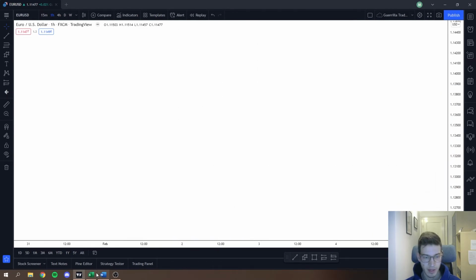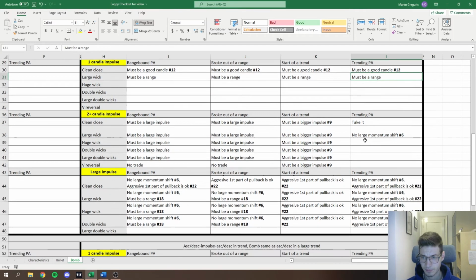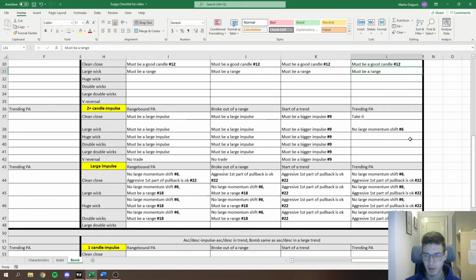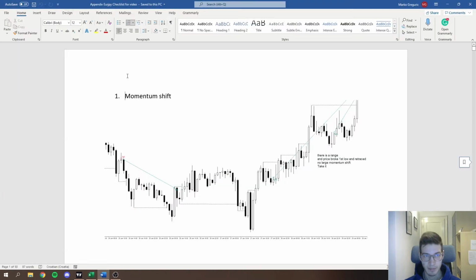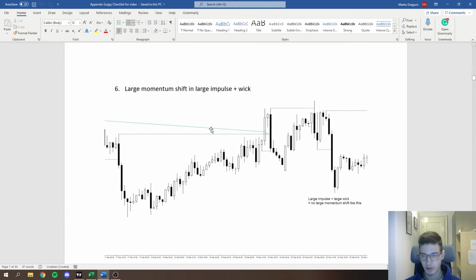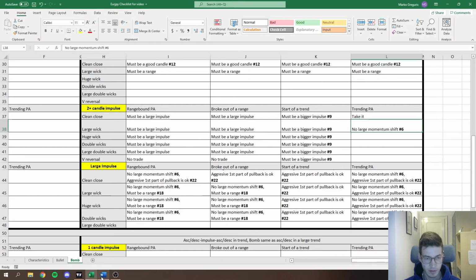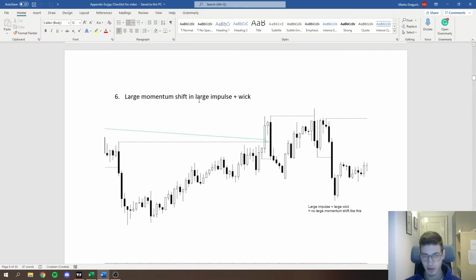And now you may be wondering, so what do these numbers in bold mean? Let's just take one of them for example. Let's say this number 6, which says no large momentum shift. Well, I actually do have a Word file as an appendix to the Excel checklist. So this would be an appendix to the Euro and the Japanese Yen checklist. And let's find the number 6. Where is it? Right here. So it states no large momentum shift, number 6.